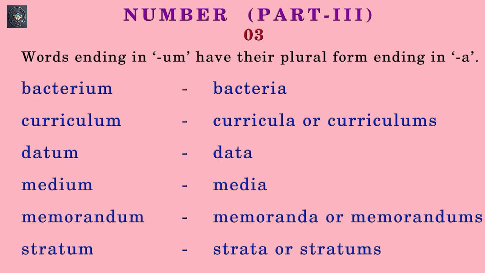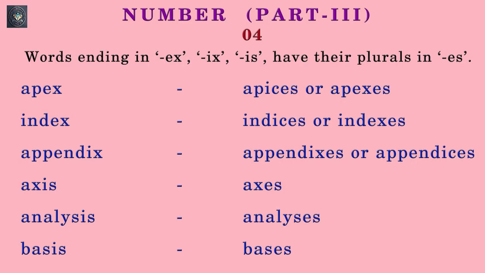Rule number 3. Words ending in UM have their plural form ending in A. Like bacterium, bacteria. Curriculum, curricula, or curriculums. Datum, data. Medium, media. Memorandum, memoranda, or memorandums. Stratum, strata, or stratums.